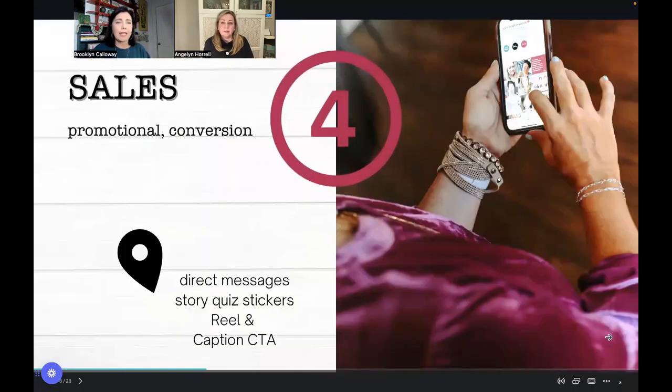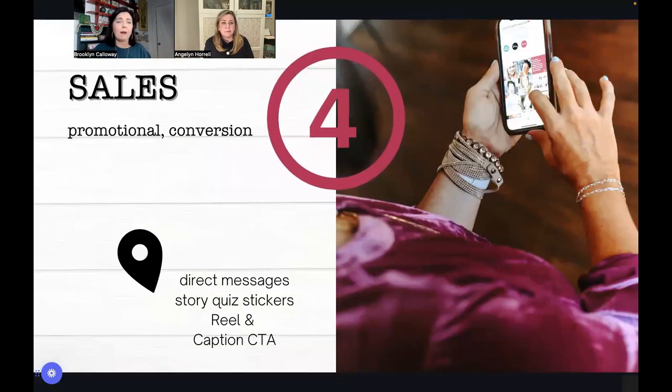And then the last one is sales, obviously. They're promotional in nature, and they are meant to convert to dollars. And you make your sales through direct messaging, story quiz stickers, reels, captions, calls to action, all that. But again, all three of those have their own little house on our website, and they will have their own big class. So we'll get into those at a different time.